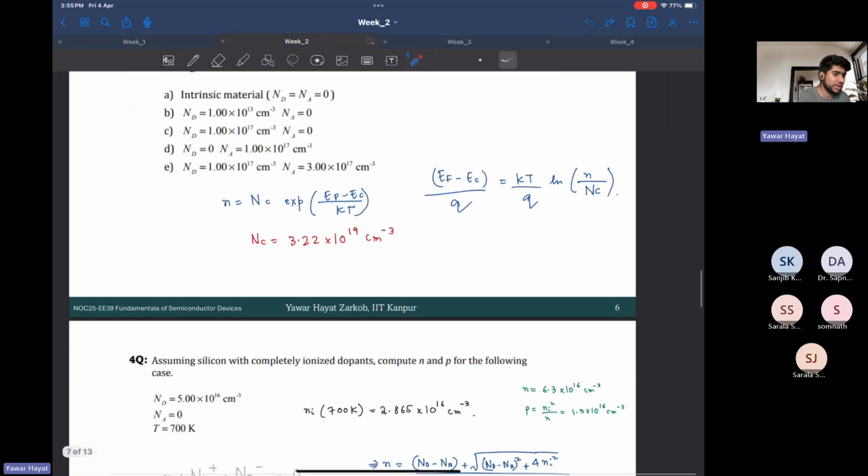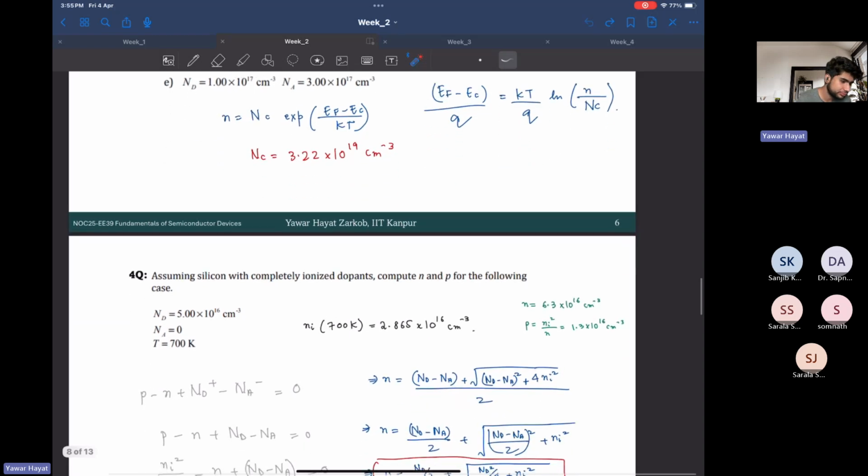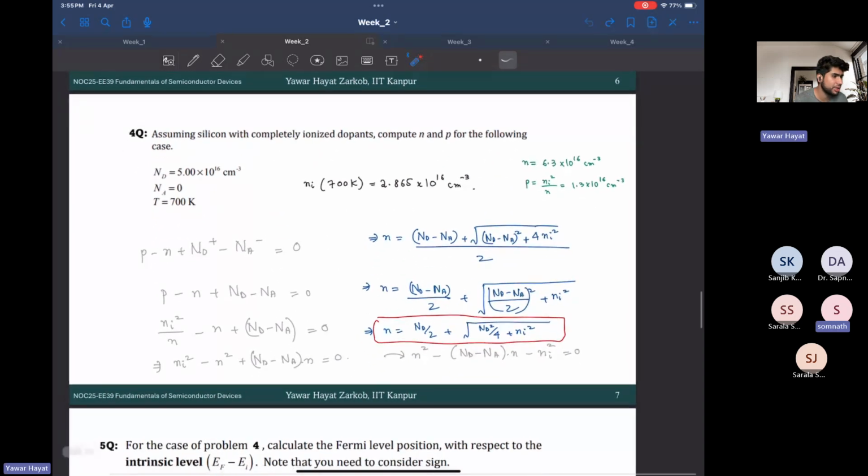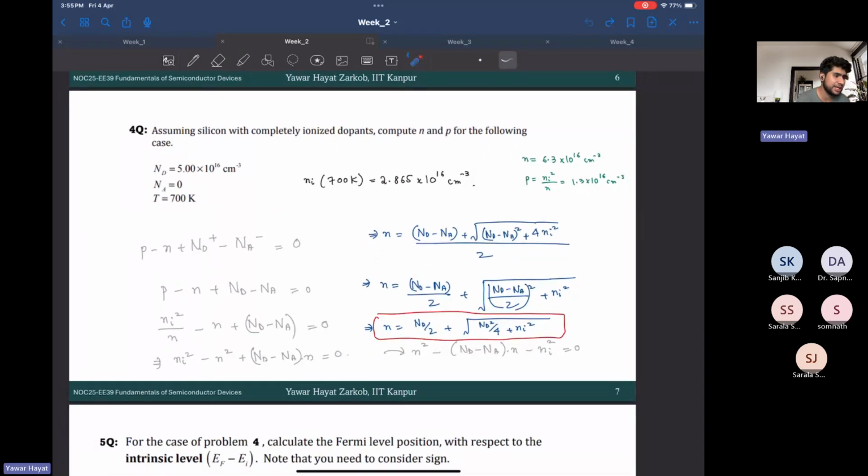Coming back to the question. Okay, this can be done now, right? Now let's move on to question 4. Assuming silicon with completely ionized dopants, compute N and P for the following. Now you are given ND, and your Ni is changed. Up till now, what was your Ni? 10 to the power 10. But this is a temperature of 700 Kelvin, and I'm giving you this info: at 700 Kelvin, your Ni is 2.865 into 10 to the power 16.